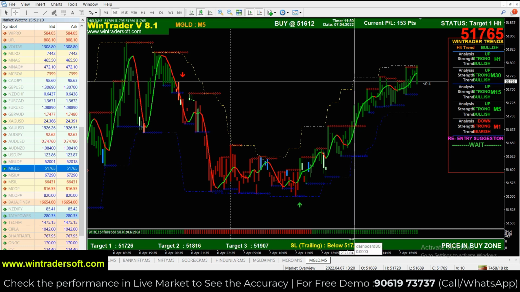There is a trailing stop loss. Why we are following a trailing stop loss is to reduce the risk, and that's why we are using this trailing stop loss. On the left side of this trailing stop loss you can see the three targets also, target 1, target 2 and target 3.